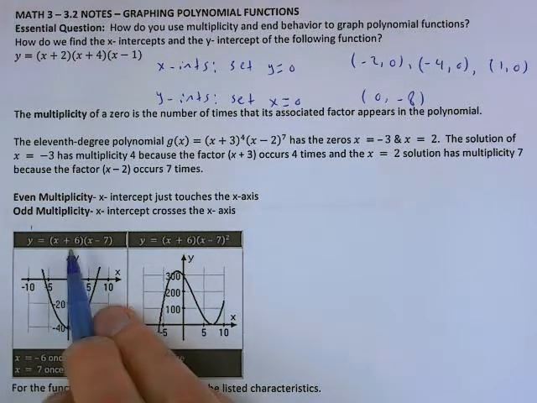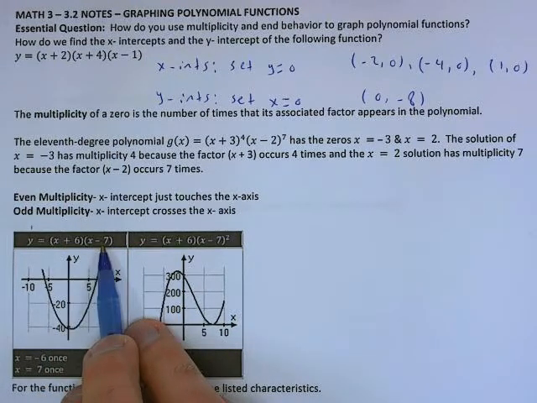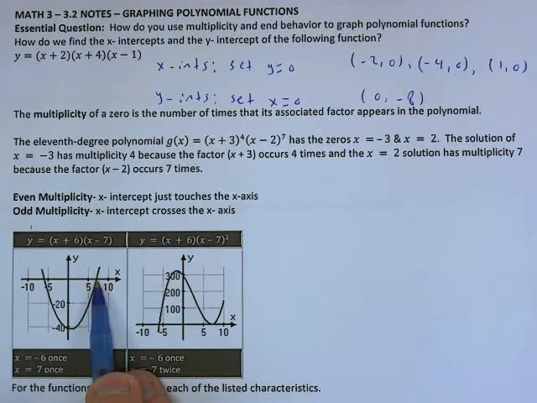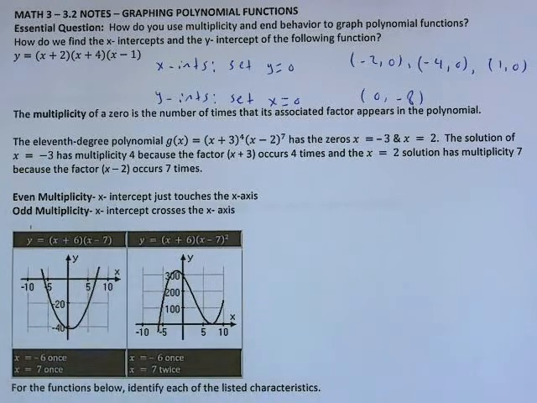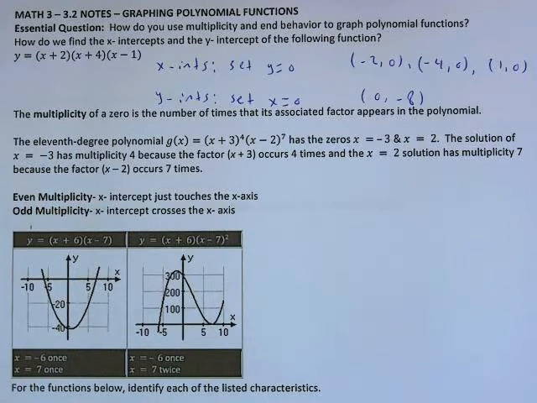Okay, so let's look at these two graphs. My answers here, my factors I should say, are x plus 6 and x minus 7. So I'm going to have intercepts at -6 and +7, which are here and here. And since this is x plus 6 to the first power and x minus 7 to the first power, in other words, there's only one of them, then it's going to go through or across the x-axis.